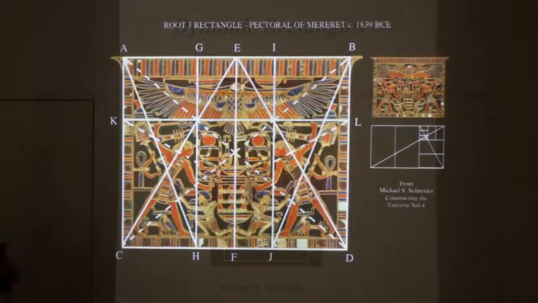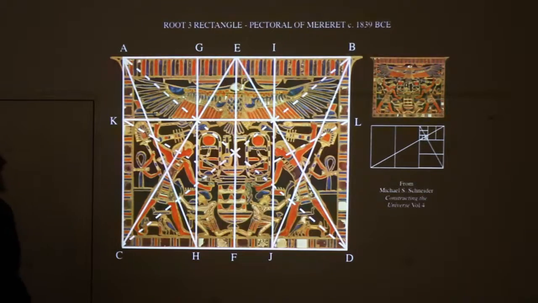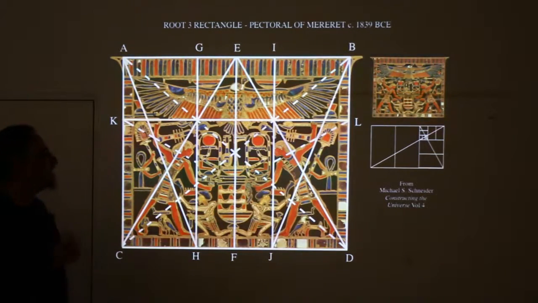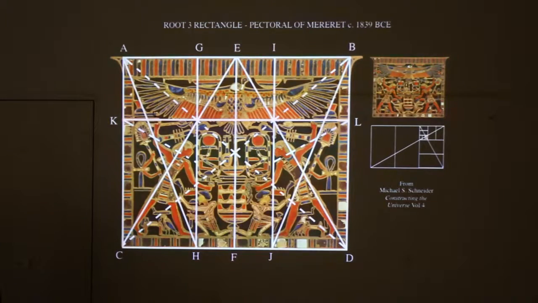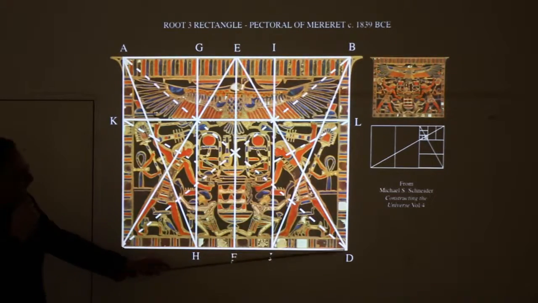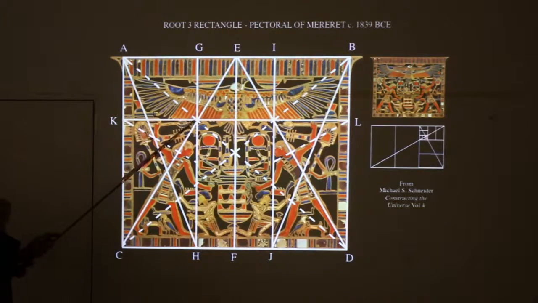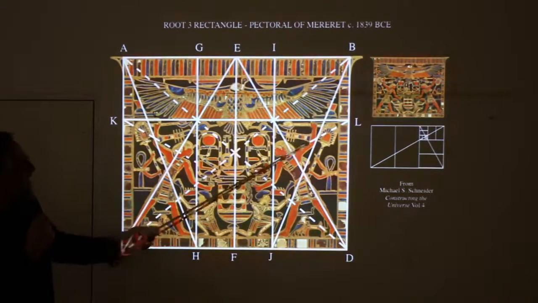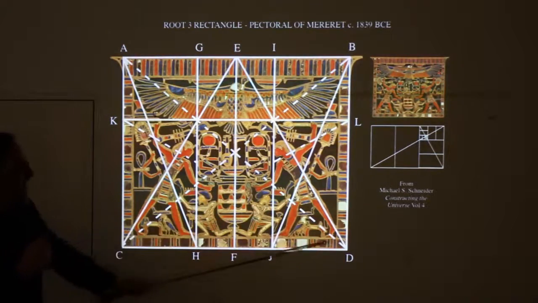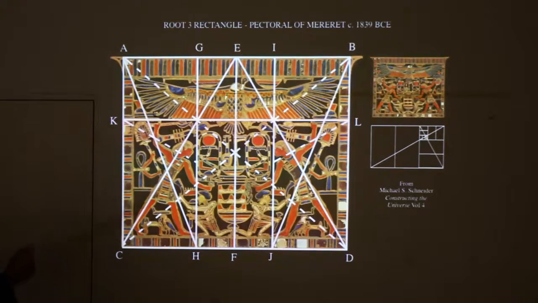Another example of a root rectangle, now it's the root 3 rectangle. This example is also from Michael Schneider. So, by taking this basic shape and dividing it in 2 so that we get the X from corner to corner, where that then crosses here gives us this division into 3. And these 1, 2, and 3 are in fact, this whole thing is a root 3 rectangle, and inscribed in the root 3 rectangle are 3 root 3 rectangles.